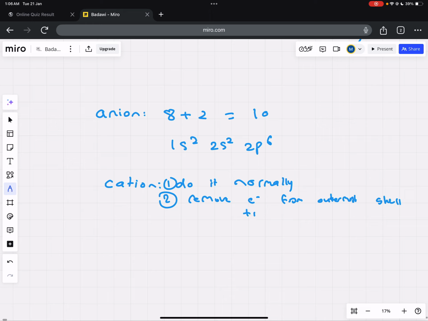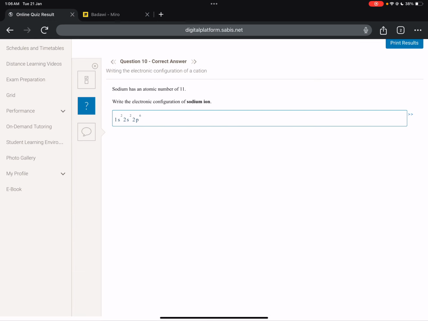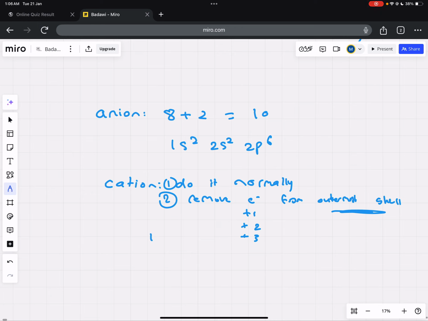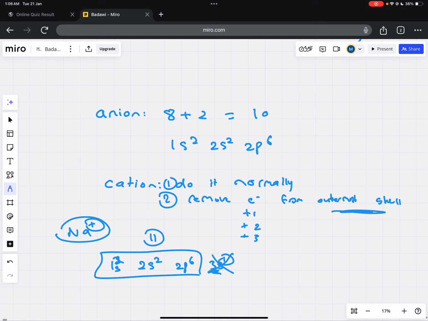Now, how many electrons will I remove? Depends. If it's plus 1, I'll remove 1 electron. Plus 2, I'll remove 2 electrons. Plus 3, I'll remove 3 electrons. And you always remove them from the outermost shell. So since we have sodium, which is 11, first I'm going to do it normally. 1s2, 2s2, 2p6, then 3s1. However, sodium is Na plus. So I need to remove 1 electron, which is the outermost electron. It will be this one, and only has 1 electron. So once I remove it, I'm left with 1s2, 2s2, 2p6, and that is my answer.